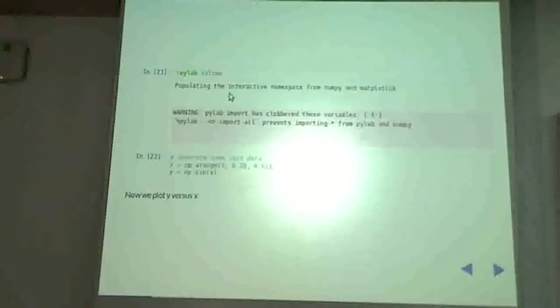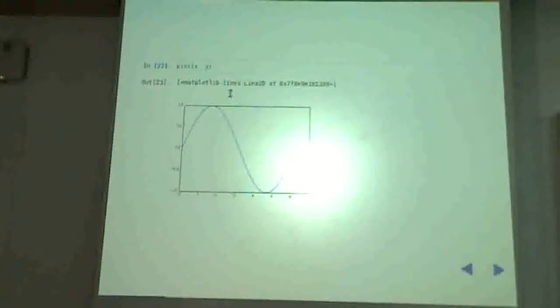Now we plot y versus x. The plot command is ridiculously simple. You just say plot(x, y). You tell it what variable goes on the x-axis, what variable goes on the y-axis, and it will plot it.